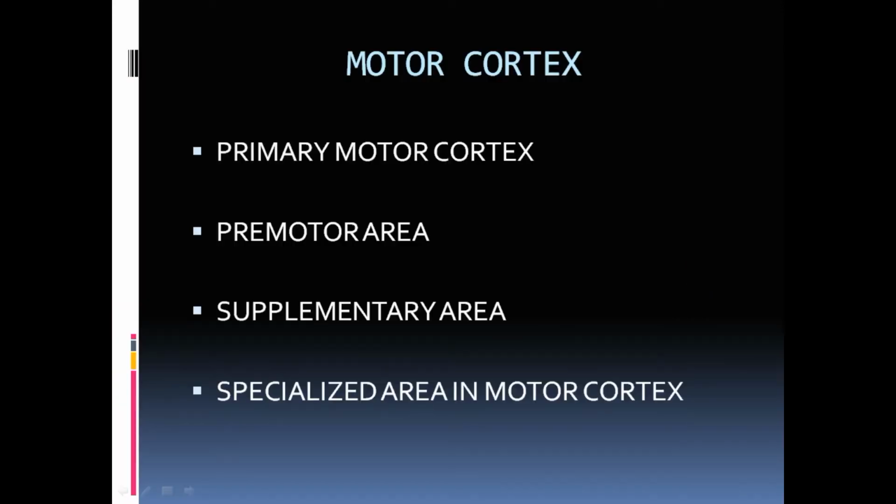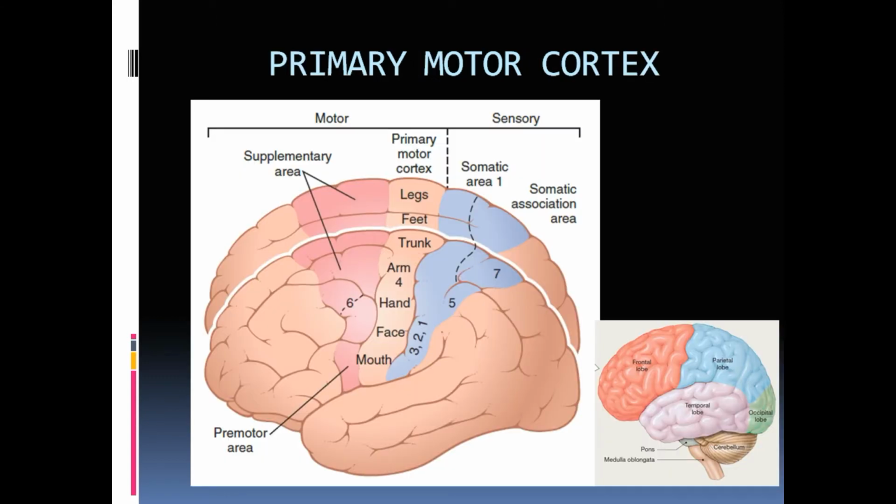So let us start with the motor cortex. Motor cortex is divided into certain individual areas. Those areas are the primary motor cortex, premotor area, supplementary motor area, and the specialized areas for special functions in the motor cortex. Coming to the primary motor cortex, as you can see here, the central sulcus.